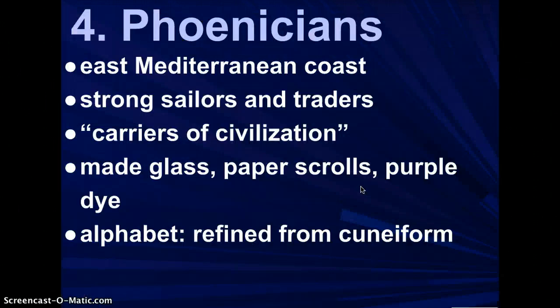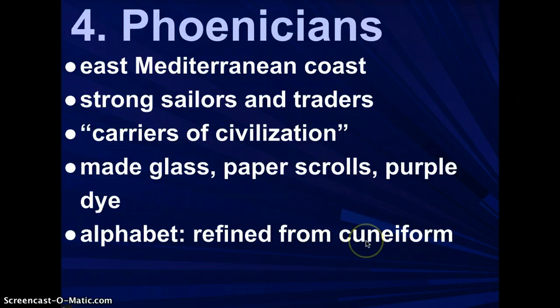And then finally, number four, the Phoenicians. The Phoenicians are going to be along the Mediterranean coast, which I'll show you in a second. They're known for two things: being strong sailors and traders. And they're going to make things like glass, paper scrolls, and purple dye, which is going to be used in clothing. And most importantly for us, they're going to come up with the concept of an alphabet.